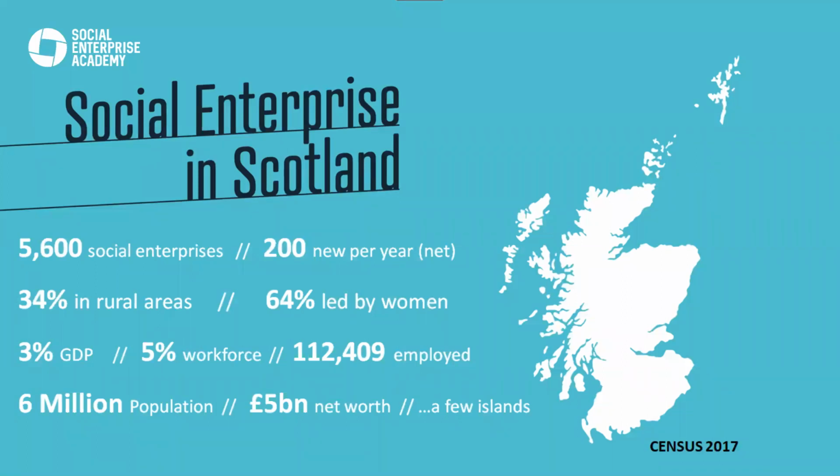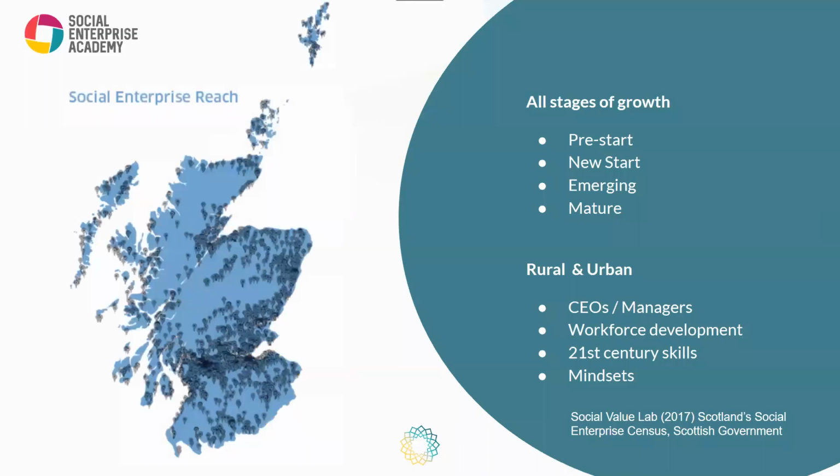So the Social Enterprise Academy grew up in the context of Scotland, where as a small nation with only 6 million population, it has nearly 6,000 social enterprises, growing at a rate of about 200 net growth a year. 64% led by women and 34% of them in rural areas, now accounting for 5% of Scotland's workforce and a contribution of 3% towards GDP. So really starting to get there as a feature of the economy. And we're just waiting for the 2019 update to the census so we can see what the current state of play is. But that is where they all are on the map, or were in 2017.